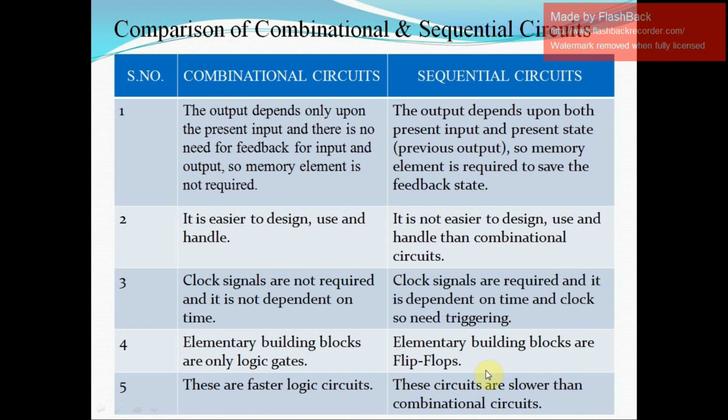These flip-flops are very useful for the implementation of shift registers as well as counters, which are used in different processors, that is the ALU part. Sequential circuits are slower than combinational circuits. These are some comparison points between the combinational circuit and the sequential circuit.